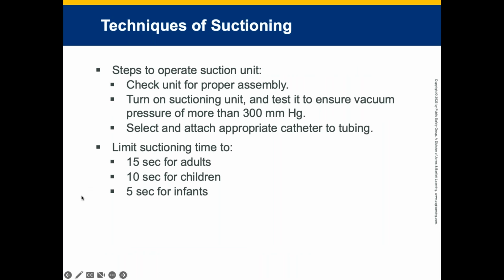So again, when suctioning a patient, you have to test it to meet more than 300 millimeters of mercury, and then select and attach the appropriate catheter. So if we're intubating a patient or putting a supraglottic airway in a patient, we want to use a French tip catheter to go down that to be able to suction out if we need to. Limit suction time to 15 seconds for adults, 10 for children, 5 for infants. Remember that we are pulling oxygen out of these patients.